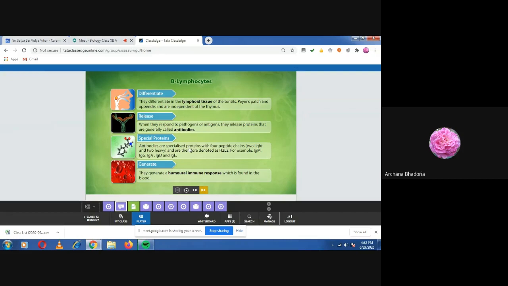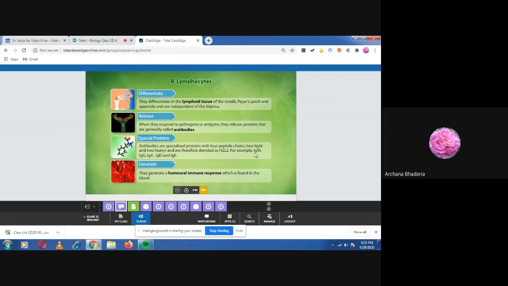So they are the special proteins with 4 peptide chains, 2 light chains, and 2 heavy chains. So that's why now we denote it as H2L2. How is the antibody molecule denoted? H2L2. Yeah, why H2? Because 2 heavy chains. H is standing for heavy and L is for the light chain. तो light chain कितने हैं? 2 हैं. Now, what are the different types of the antibodies?